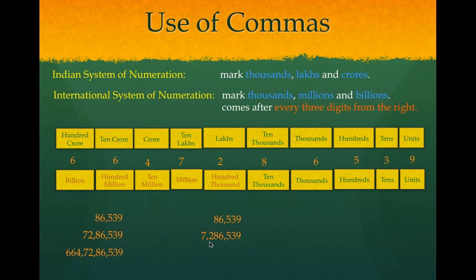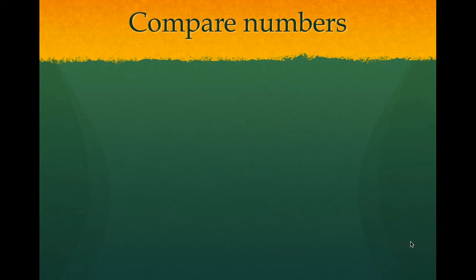So 7,286,539. Now for the 10-digit number, a comma will come after the third, the 6th and the 9th digit. So this is the number of billions, this is the number of millions, this is the number of thousands. So it is 6,647,286,539. So we saw that by the use of commas, it became easier to read numbers. Okay. So now we'll see how to compare numbers. To compare numbers, we can have two situations.